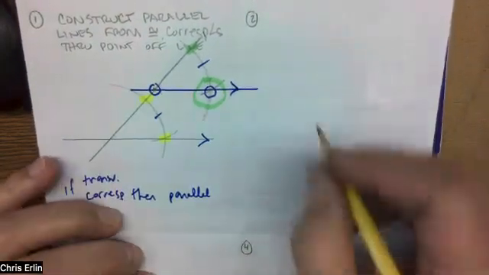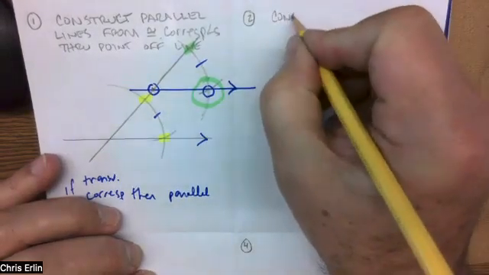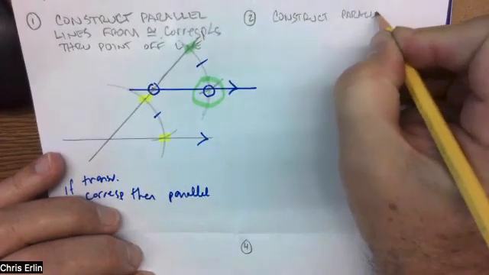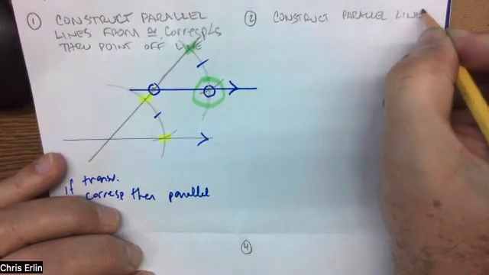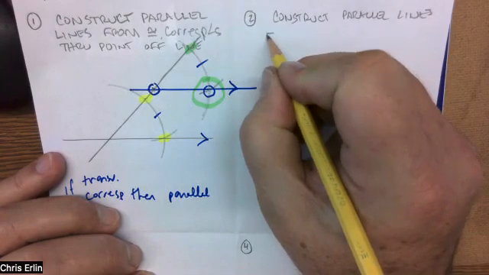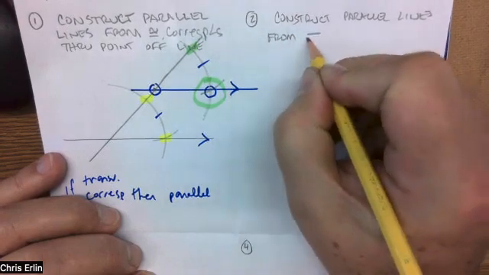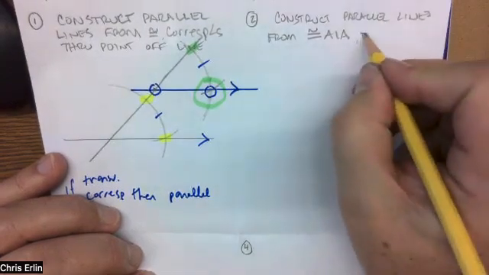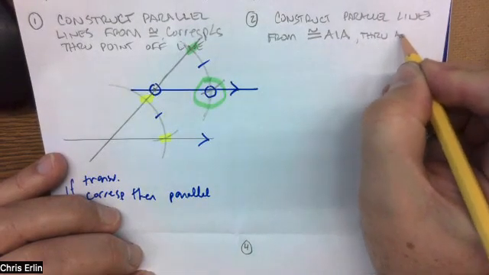Number 2 is going to be a similar skill. We're going to construct parallel lines. But this time we're going to do it from congruent alternate interior angles through a point off the line.